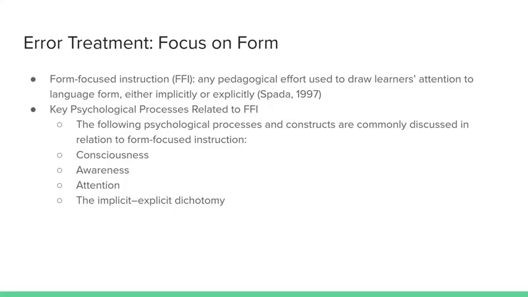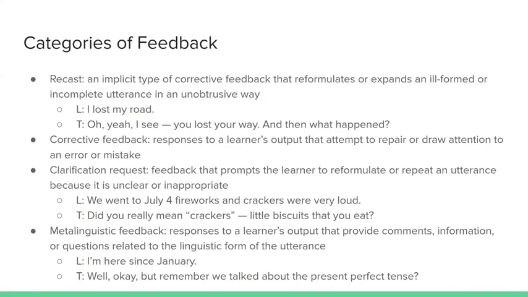The implicit and explicit dichotomy still exists. Some people say that the implicit way works better. Some people argue that the explicit way would work better, depending on the learner preferences. So those are some of the key psychological processes that people talk about related to form-focused instruction. Did I miss anything? I think that's it. Okay, so moving on to now talking more about the categories of feedback.